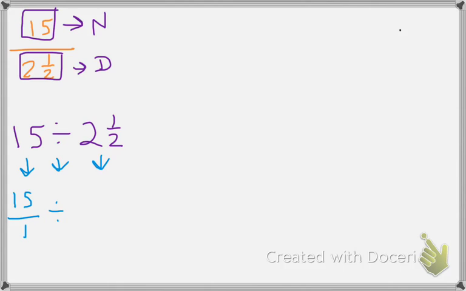Keep dividing, right? Now we have to change this mixed number into an improper fraction. So 2 times 2 is 4, plus the numerator 1 is 5. That goes over 2, because that's the denominator. We keep the same denominator. Okay, so now we have our new forms.